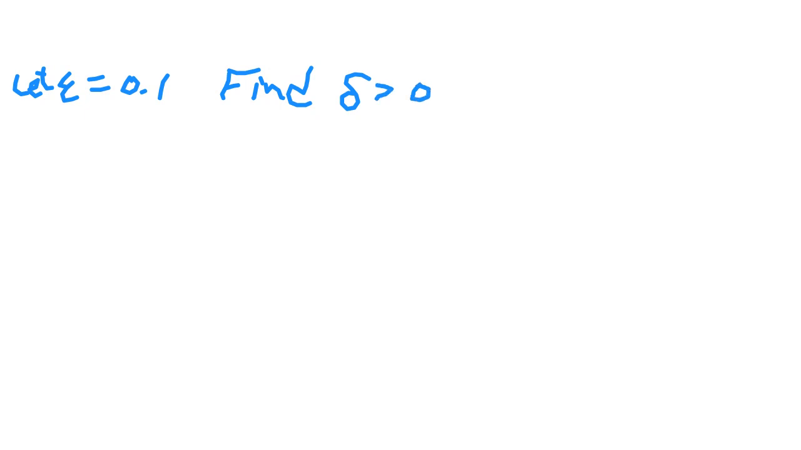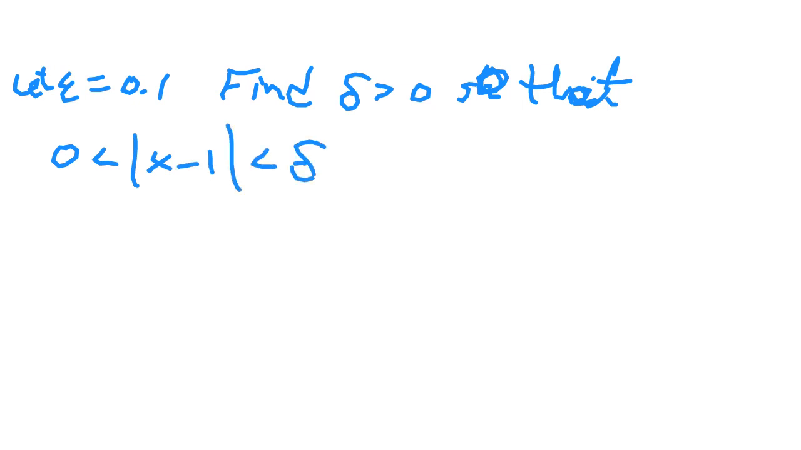So we're trying to, once again, epsilon equals 0.1, and so we're going to let epsilon equal that, and we're trying to find the delta. Okay, so find the delta greater than 0, so that 0 is less than the absolute value of x minus 1 is less than delta, implies, which I'm going to use an arrow now, implies or guarantees the absolute value of f of x, which was 2x plus 3.